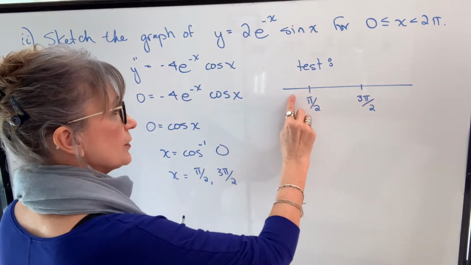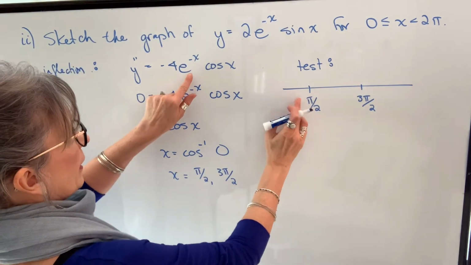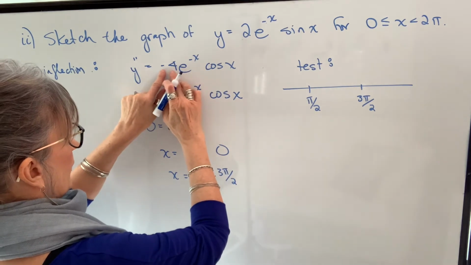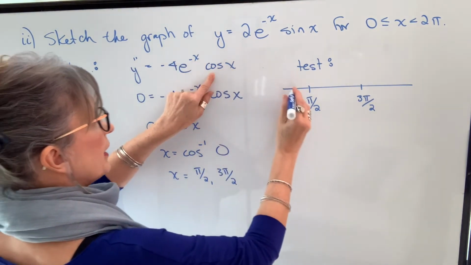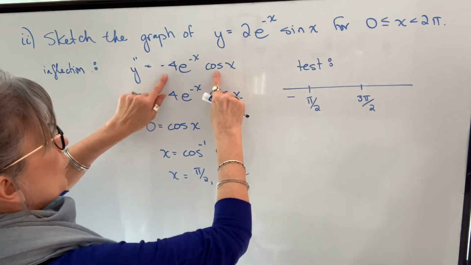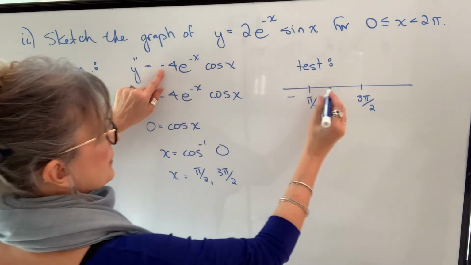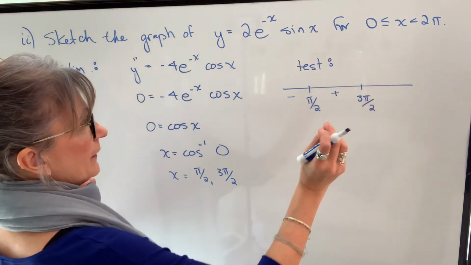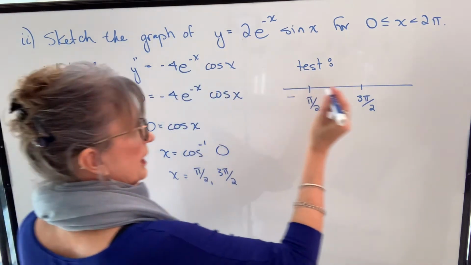So again, I'll use 0 as my x value in this interval. And when I have a 0, remember, e to the any value is always going to be positive, so we're going to have negative 4. Cos of 0 is 1, so this will be a negative. Then I'll choose pi in this interval. Cos of pi is -1, and when we multiply that by -4, that's going to be a positive value. And if I choose 2 pi in that interval, cos of 2 pi is 1 times -4 will be negative.